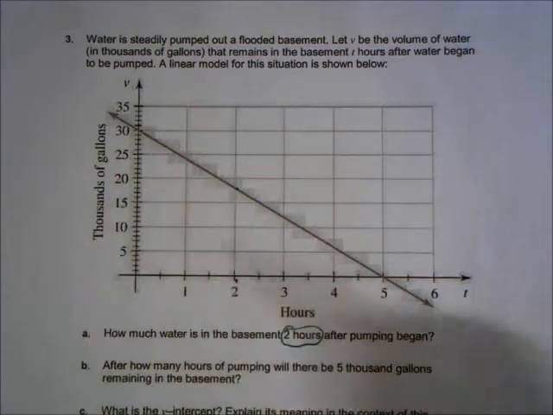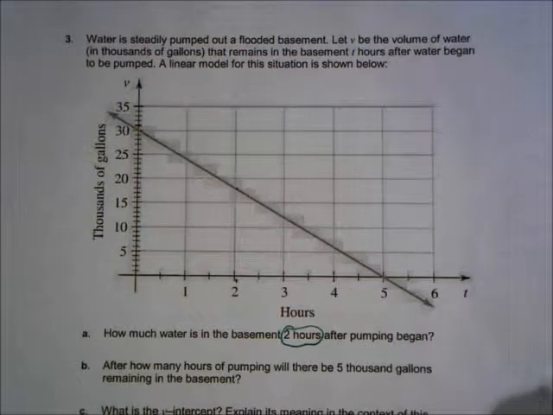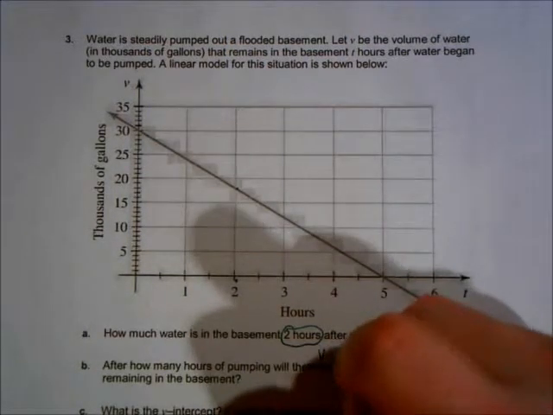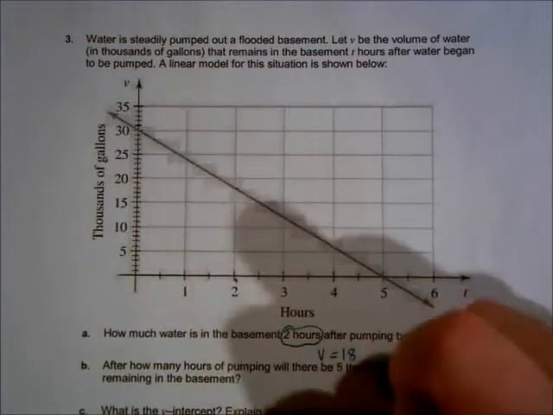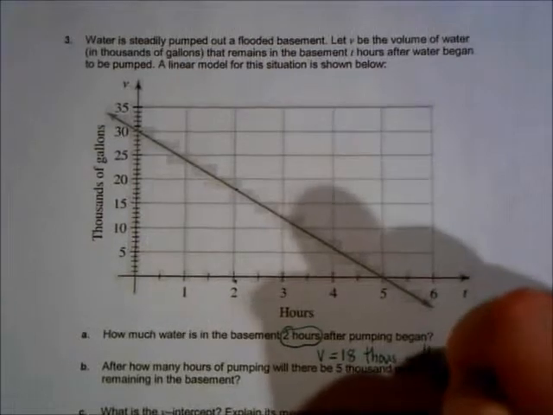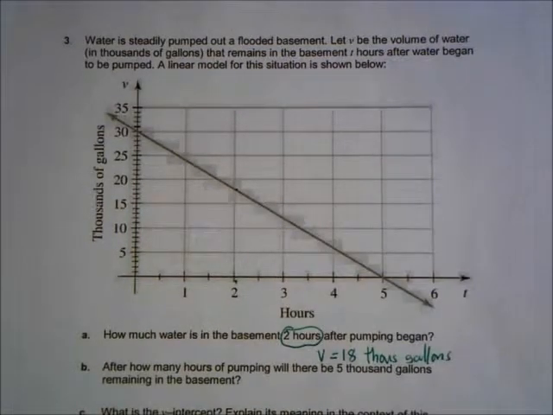So we would have V equals 18,000 gallons. Alright, so we might write that as a point. We might write it as 2, 18.